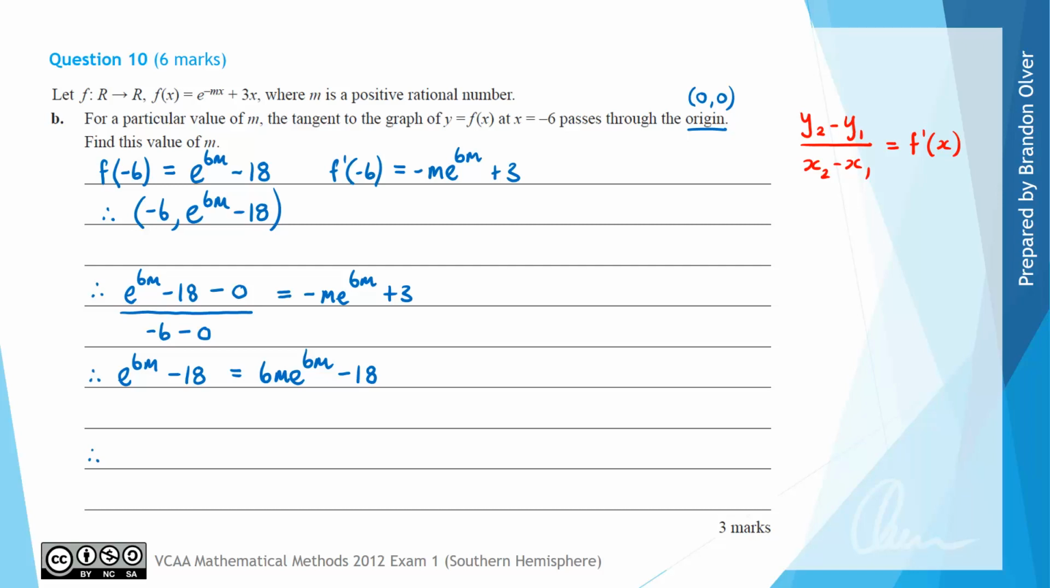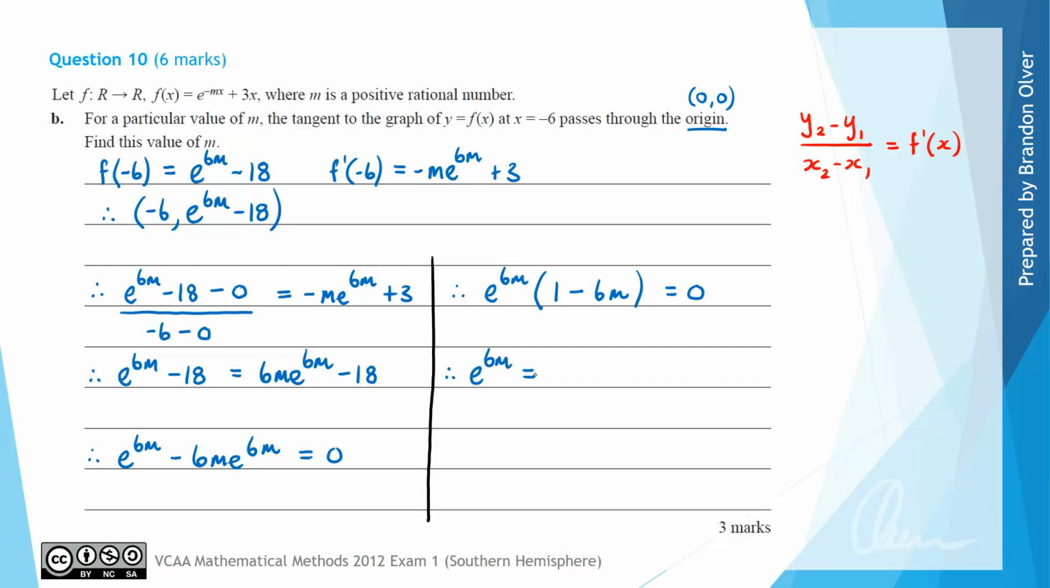And then we can get this equation equal to 0, so we have e to the power of 6m, and then adding 18 to both sides, that will cancel the 18s, and we'll just have minus 6m e to the power of 6m equals 0. Then we're going to factorise that, so we're going to take e to the power of 6m out as a common factor, leaving behind, and just be careful here, 1 subtract 6m, equals 0. And now the null factor law says that e to the power of 6m could equal 0, or we could have 1 take 6m equals 0.